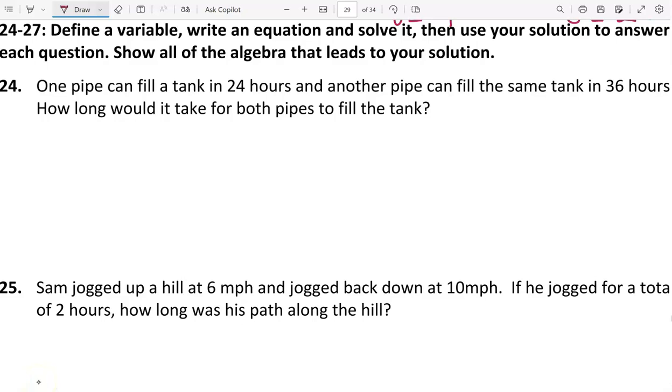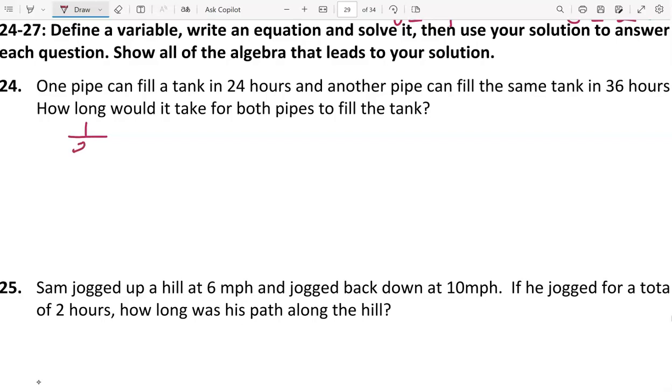In 24 through 27, we're asked to define a variable, write an equation, and solve it, and use the solution to answer each question. So in number 24, we have a pipe that can fill a tank in 24 hours and another pipe can fill the same tank in 36 hours. How long would it take for both pipes to fill the tank? This is a classic work problem.